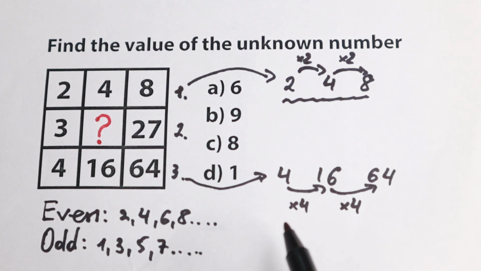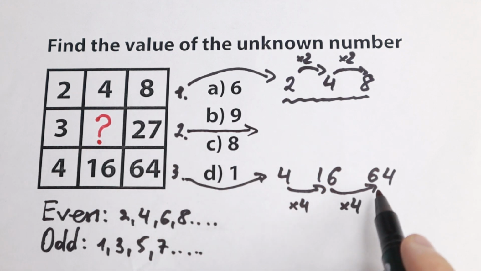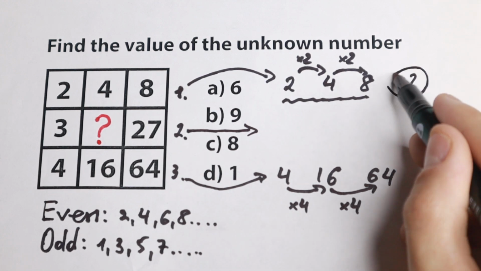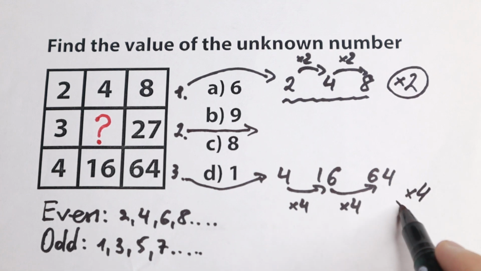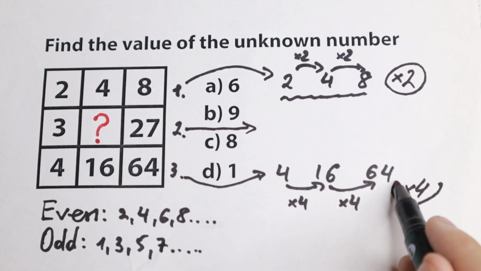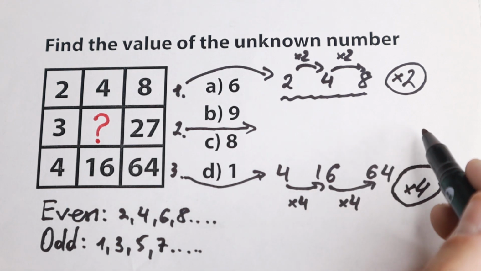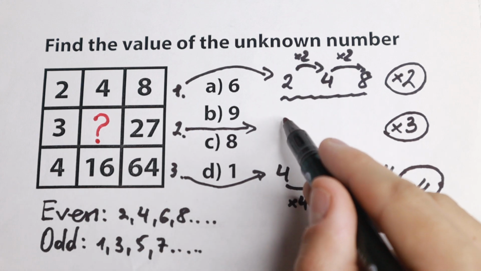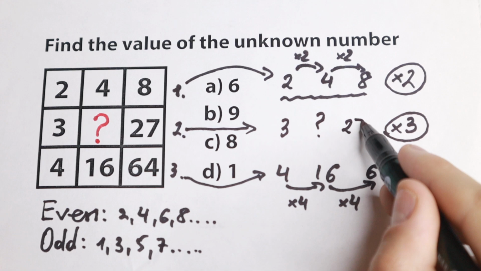So if we look closely at the second line, this second line is in the middle. Here we multiply by 2, our first line. Here we multiply by 4, our third line. And of course, what is the pattern in the second line? We need to multiply by 3. And let's look closely at this. We have 3, we have the number that we need to find, and we have 27.